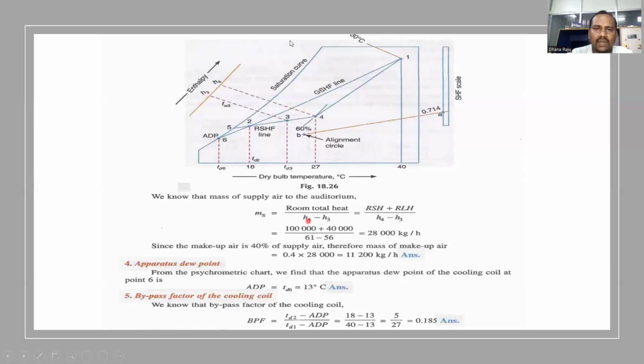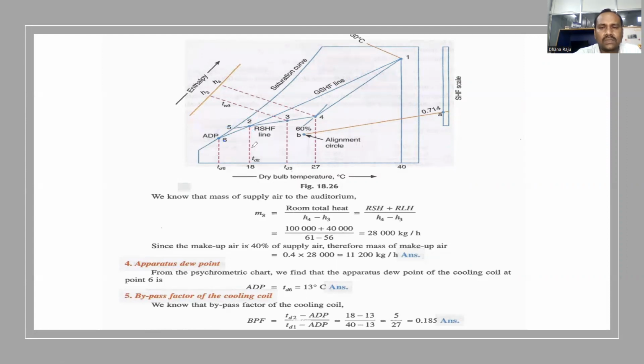Then finally, you need to calculate the bypass factor of the cooling coil. Bypass factor is nothing but the inefficiency of the coil. 1 minus bypass factor is called the efficiency of the cooling coil. If you take the line 1 to 6, actually if the coil is 100% efficient, then automatically the coil reaches the temperature ADP, but it may not reach there, it reaches only point 2. What is the temperature lagging? T2 minus T6.